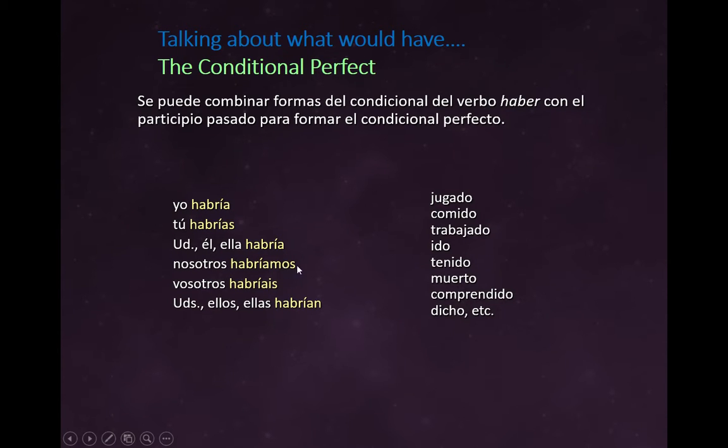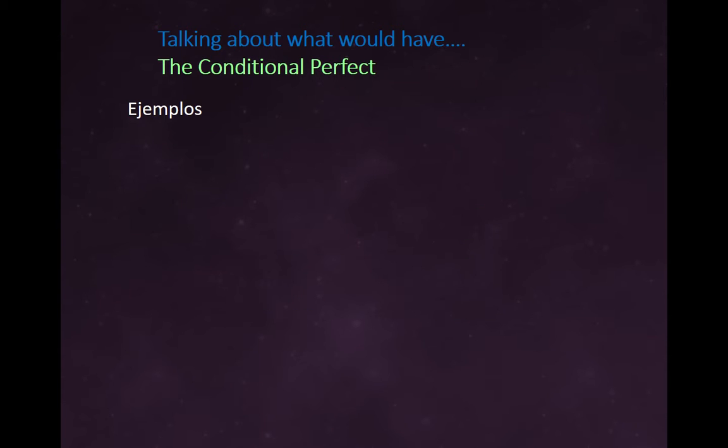Nosotros habríamos tenido. We would have had. Ustedes habrían comprendido. You all would have understood. Muy bien. So we just combine this, the habría forms, with a past participle to form what we call the conditional perfect. Muy bien. All right, let's take a look at some examples, see how we use this.